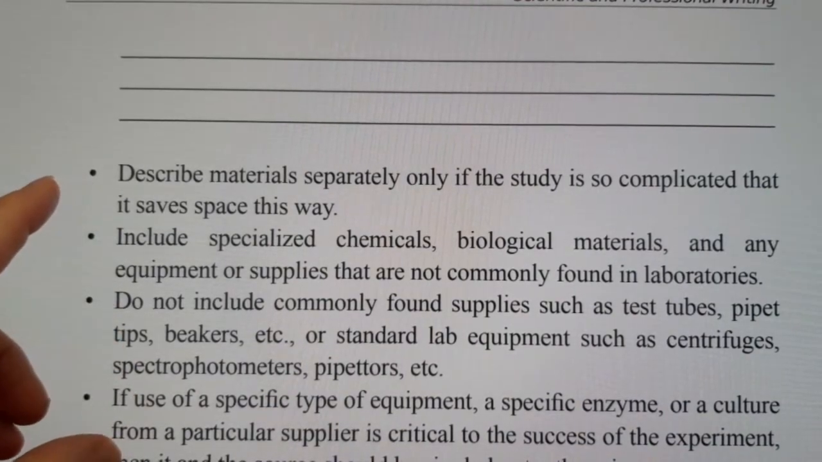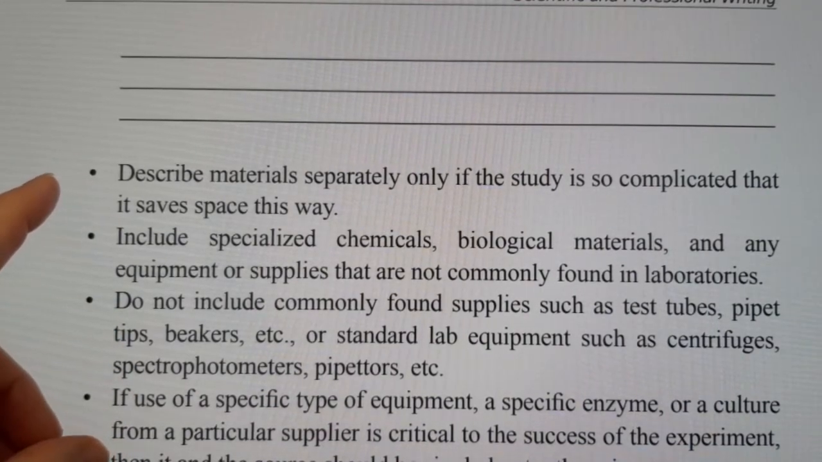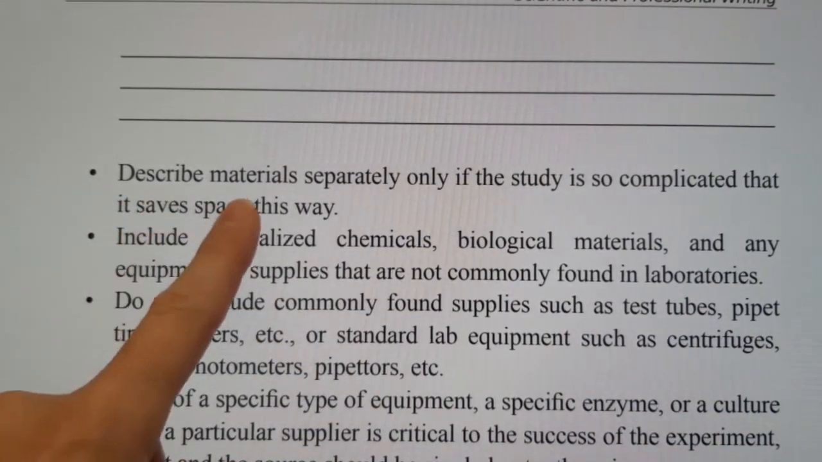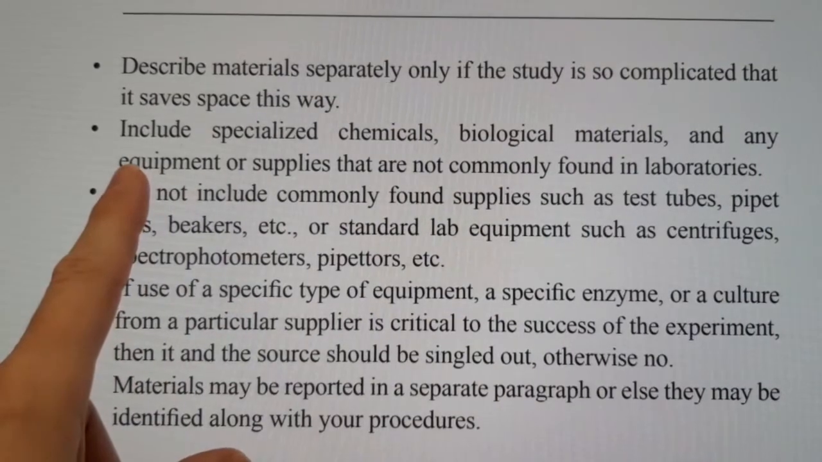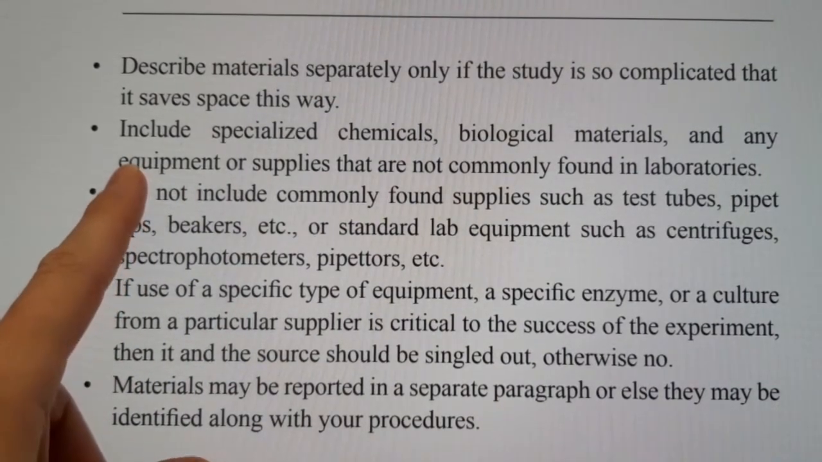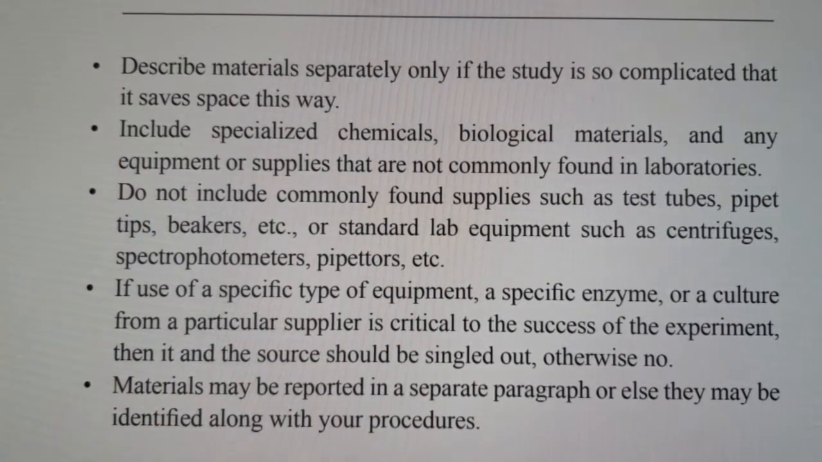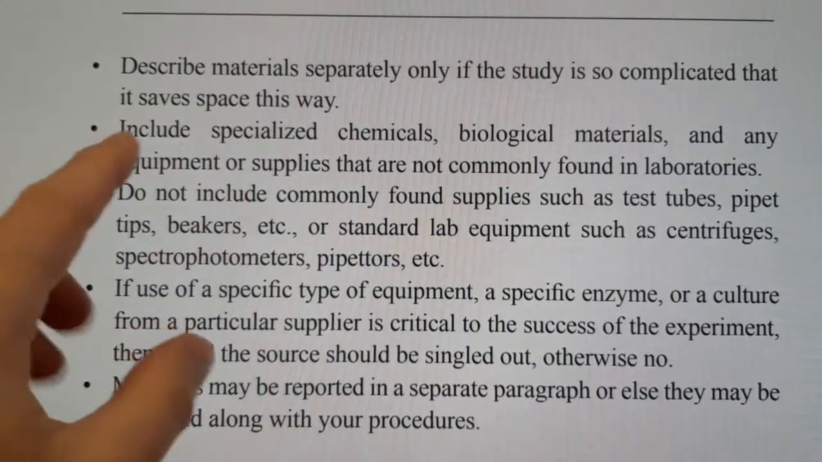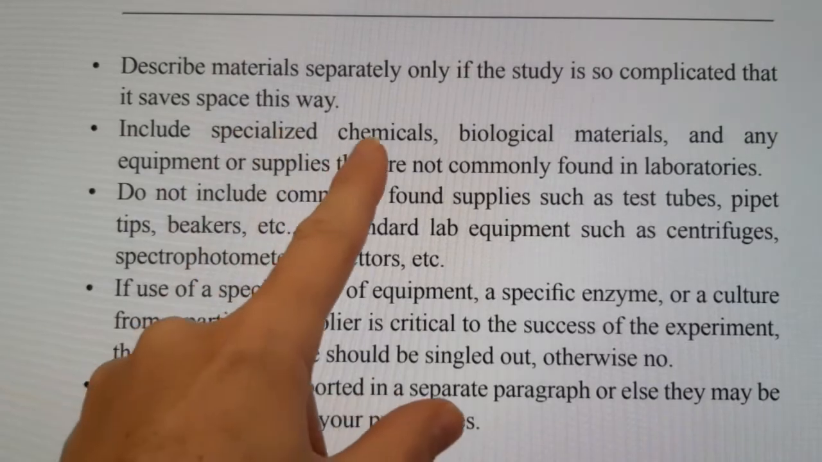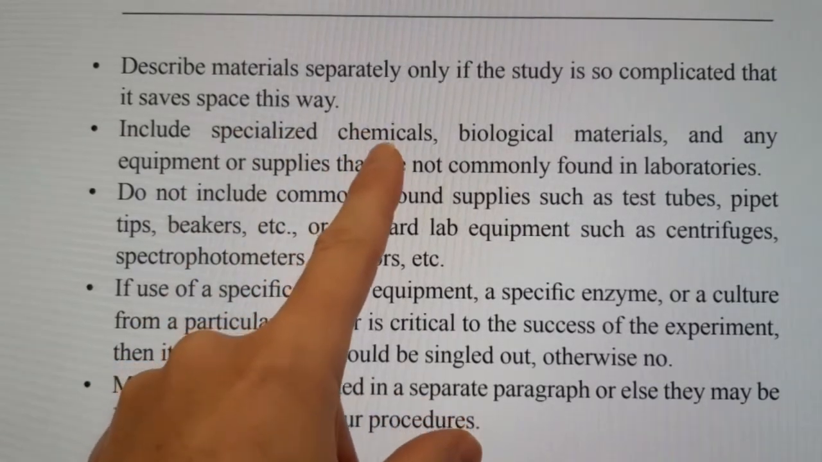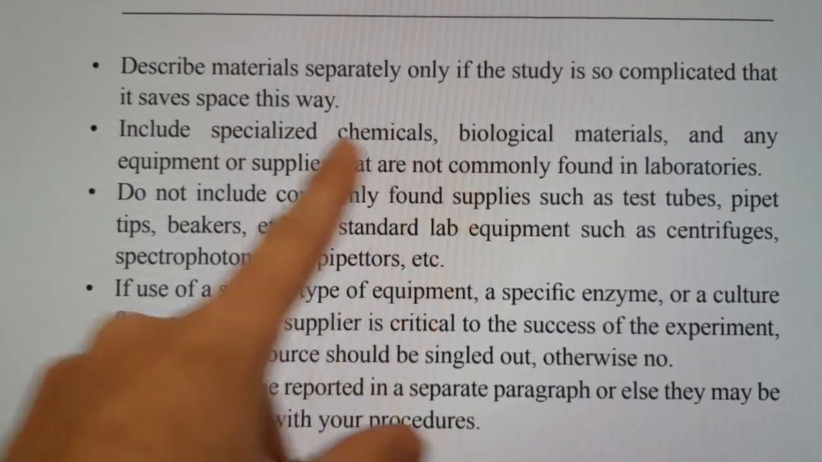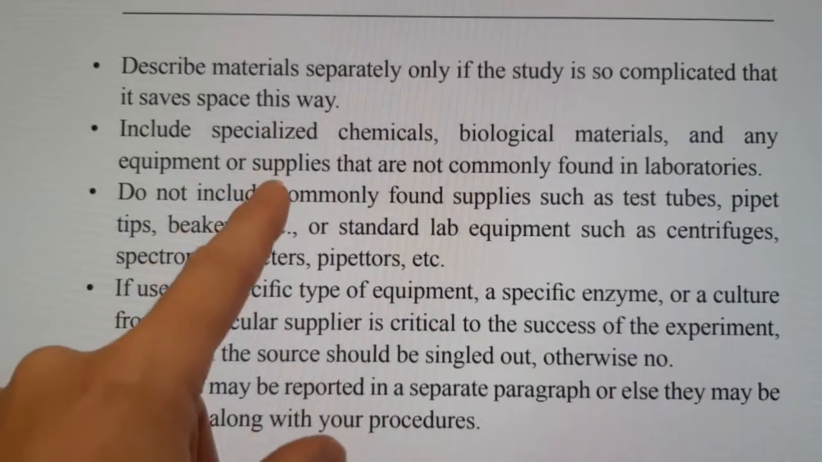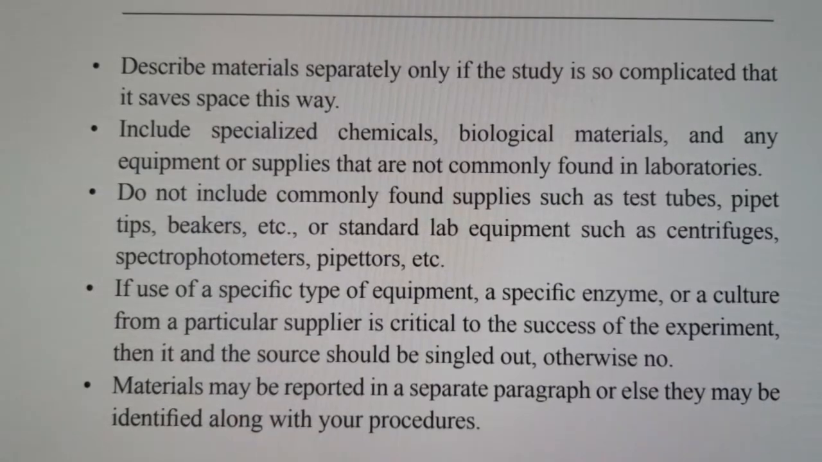Okay, so you have to be very critical about what you want to use. When you describe your materials, try to describe them separately. If the study is complicated, it saves space this way. And include those specialized chemicals or biological materials, any equipment or supplies that you don't really find in a laboratory.